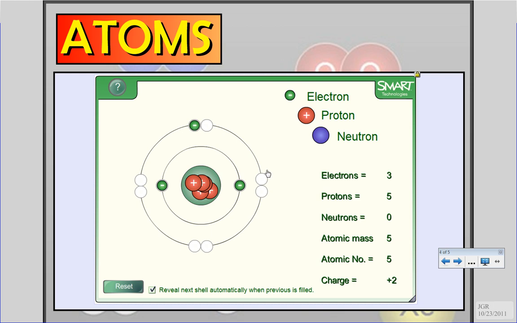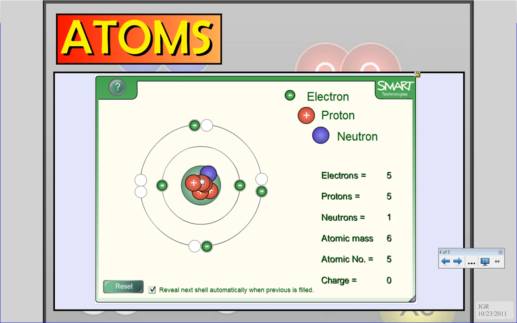1, 2, and 3. And now we can see that with 5 electrons and 5 protons, we have a statically neutral atom. It will have no charge. Right now the atomic mass is 5 because there are 5 protons and it doesn't have any neutrons.